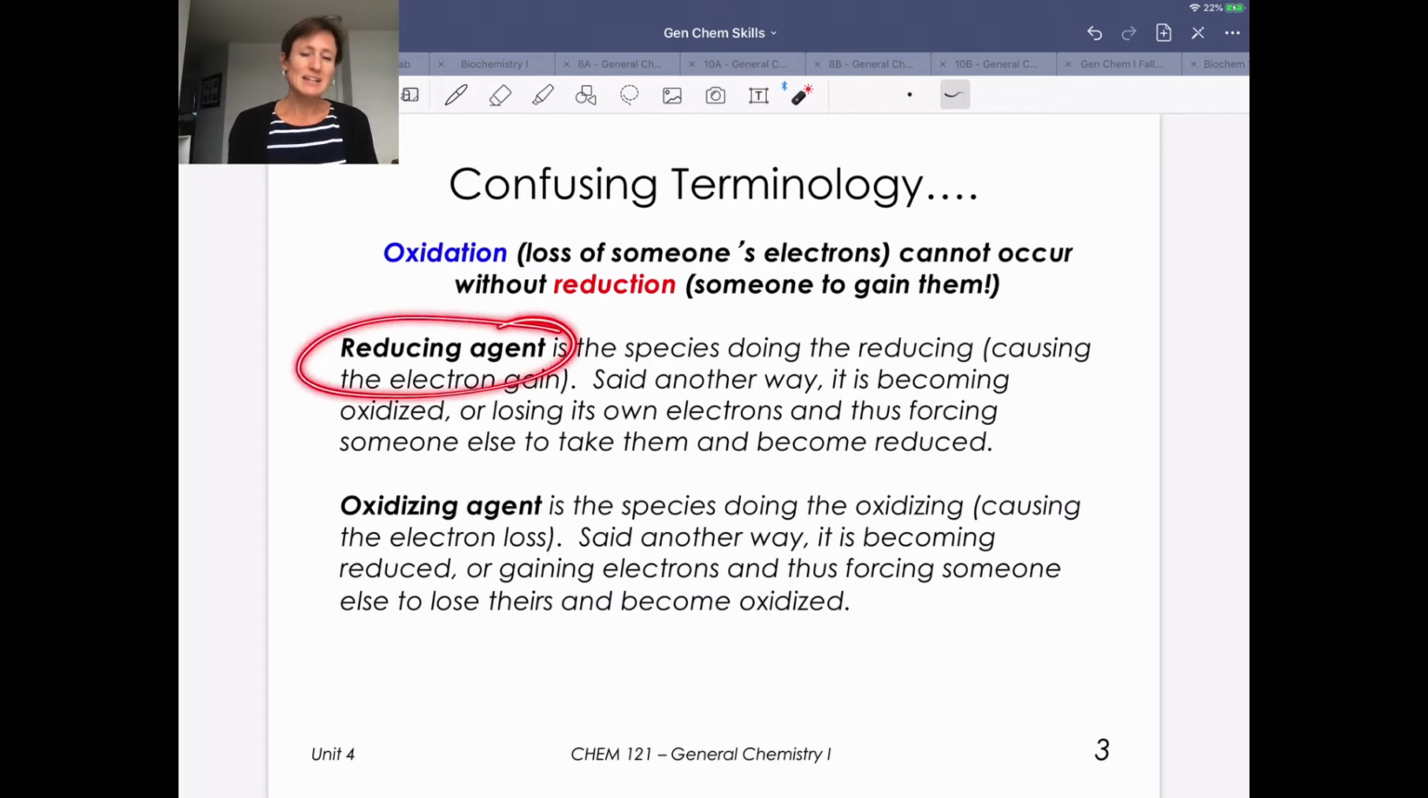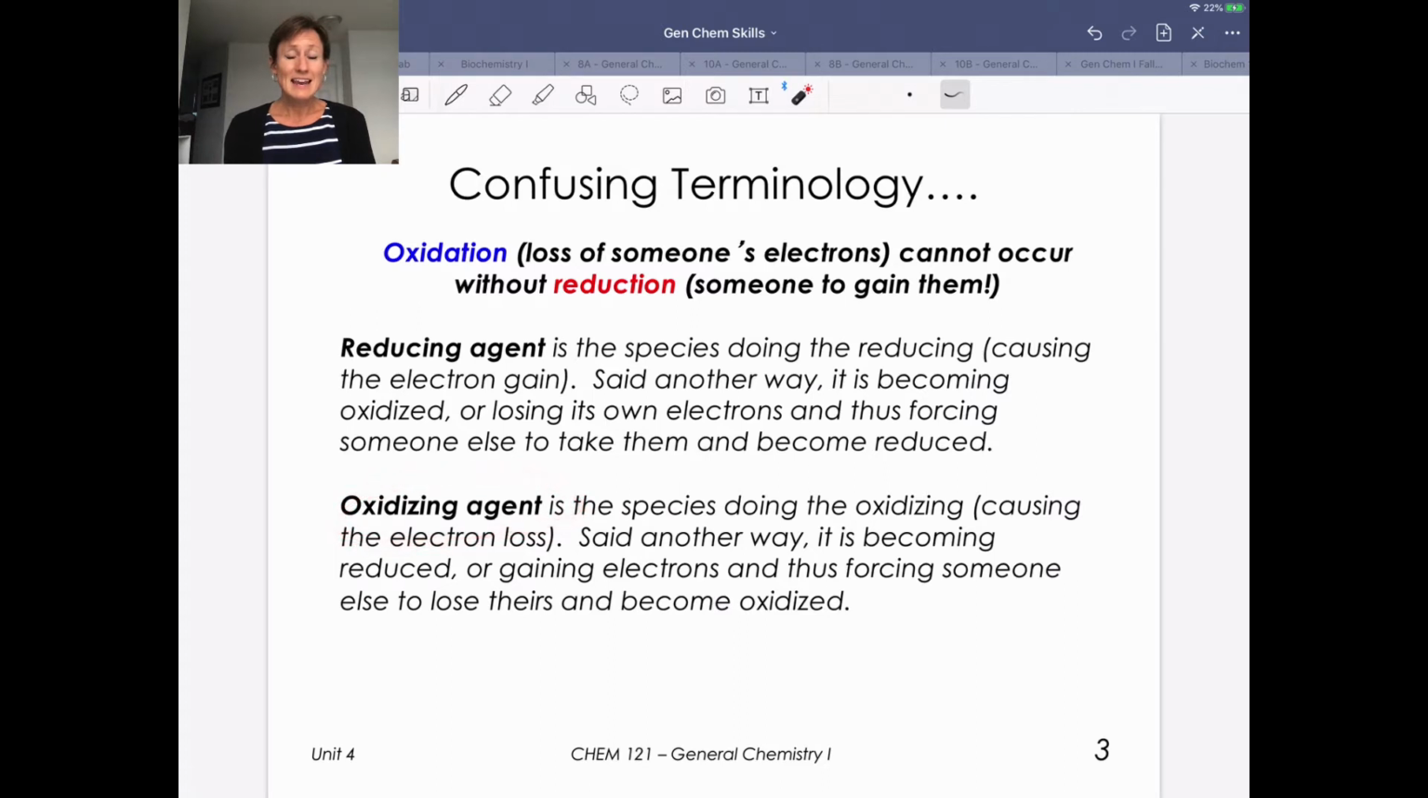So two terms to think about that we will see are reducing agents and oxidizing agents. If you just want to remember, it's sort of the opposite: a reducing agent is something that's oxidized, an oxidizing agent is something that's reduced. You can just memorize that. But if you think about it, it should make some sense. A reducing agent is somebody who's forcing someone else to be reduced. They're forcing someone else to gain electrons, and that's because they're giving up their own electrons. So that's a reducing agent.